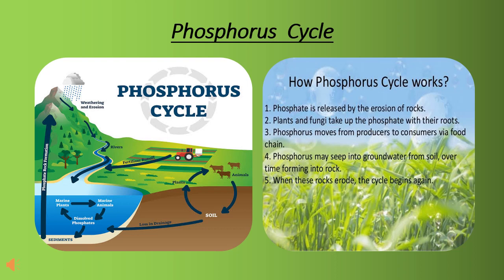How the phosphorus cycle works. Phosphate is released by erosion of rocks. Plants and fungi take up the phosphate with their roots. Phosphorus moves from producer to consumer via the food chain. Phosphorus may seep into underground water from soil over time, forming into rock. When these rocks erode, the cycle begins again.